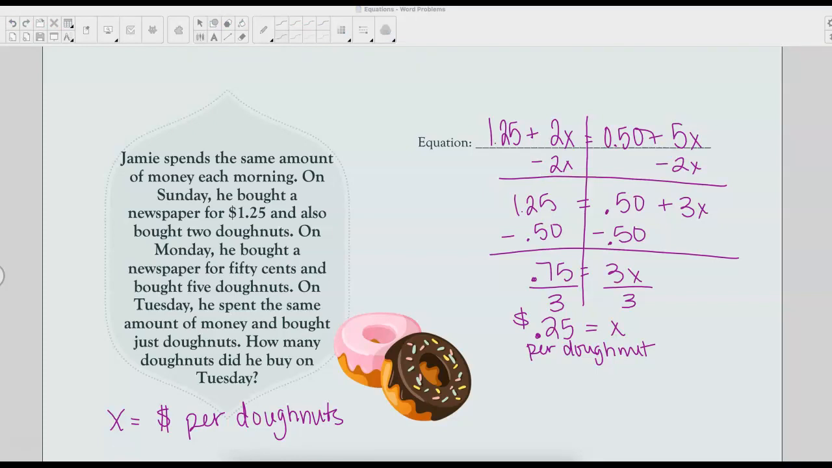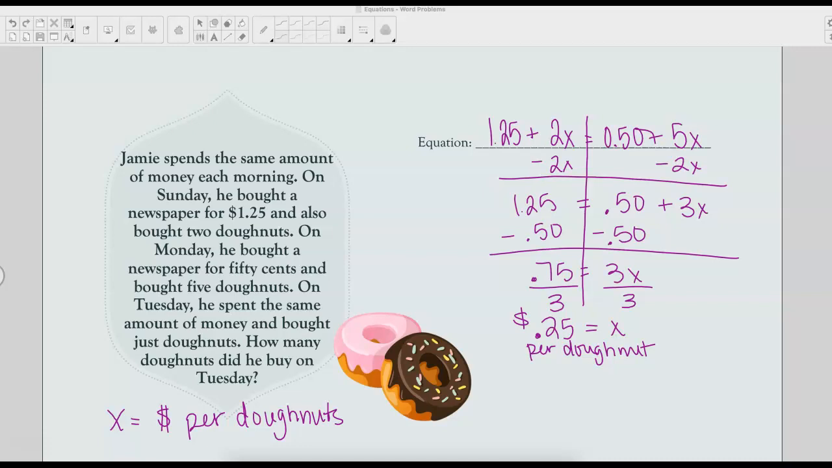By solving this, we didn't answer the question. All we found out is that it's 25 cents per donut. The question is how many donuts did he buy on Tuesday? We don't know that yet. Okay? Knowing that he spends 25 cents per donut, can we figure out how much he spends each day?